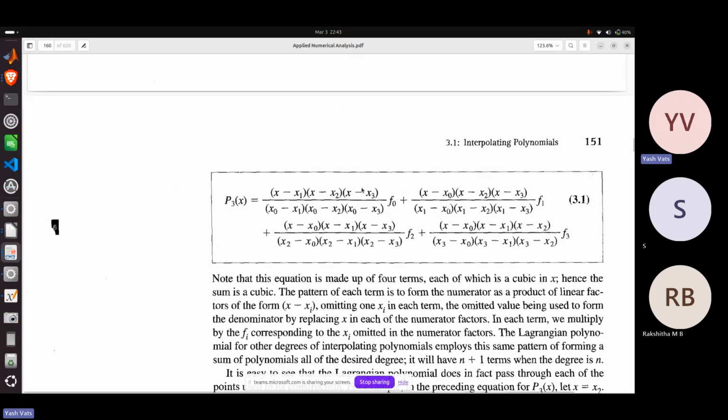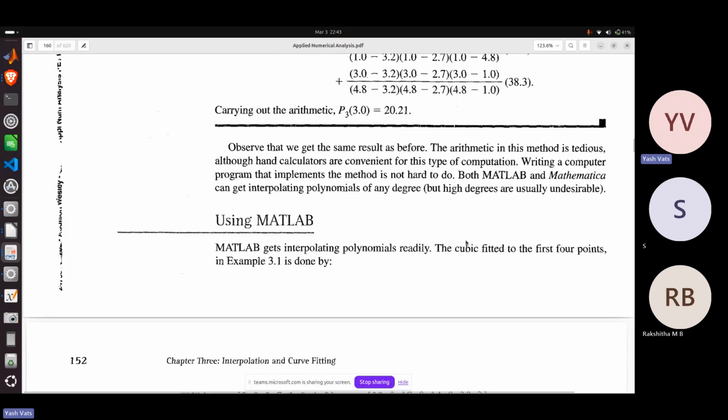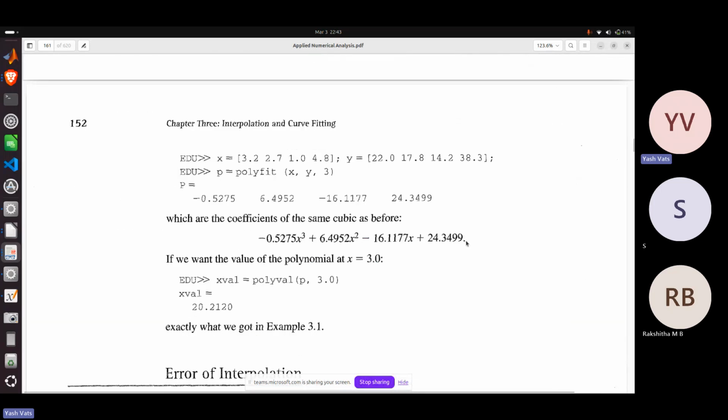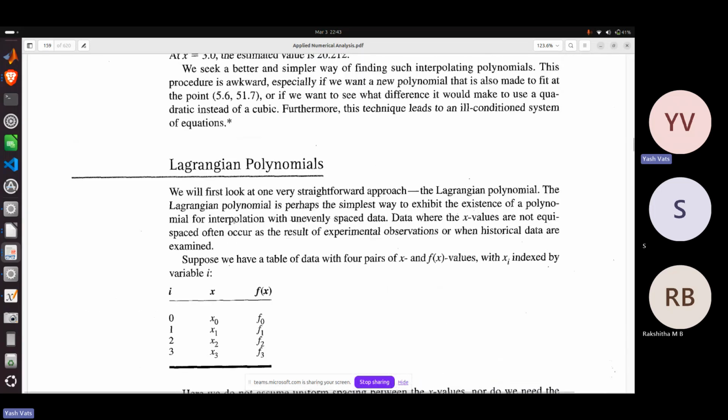And what type of degree is it? If you have 4 points, then you expect a 3-degree polynomial. If you have 5 points, then it would be a 4-degree polynomial, and so on. So x into x into x is 3 degree, right? So we just try one thing over here. Fit the cubic through the first 4 points of the table and use it to find the interpolated value for x. So if I take some random values, let's say, I just write here.